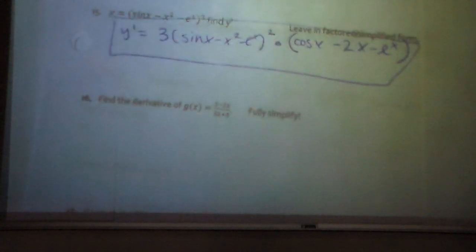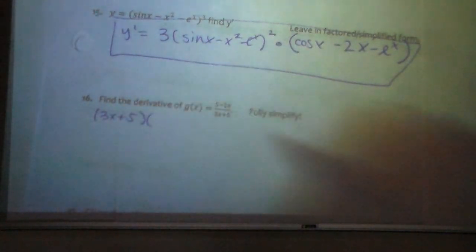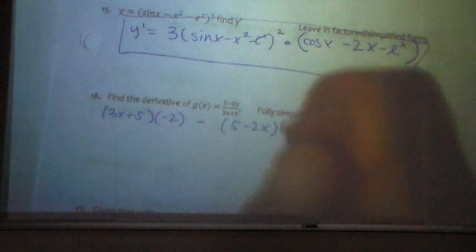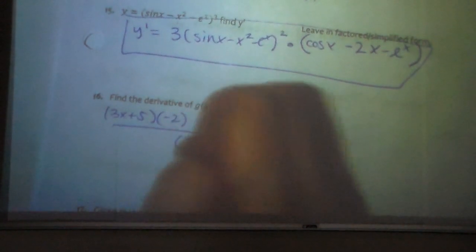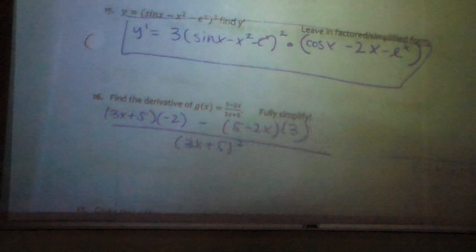Here we're looking for quotient rule. So low d high would be minus 2, minus high d low. Underneath the low squared goes, so low squared stays the same.